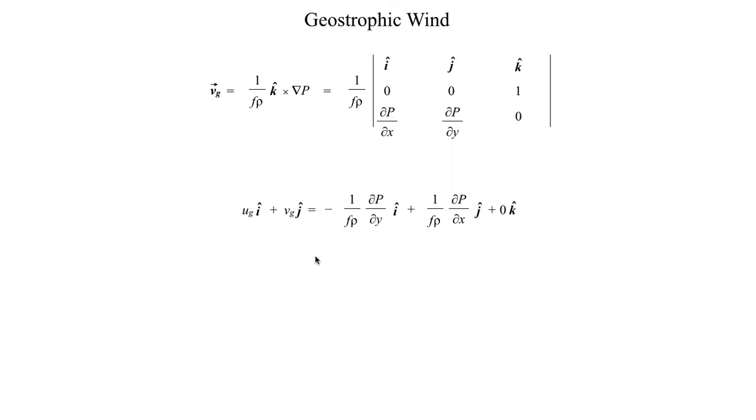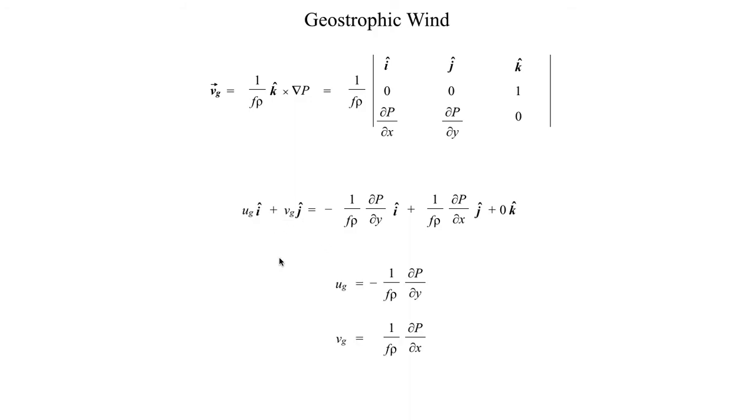And one of the basic rules of vectors is that each individual component has to be equal to each other. So that means that whatever's in the i-hat component on the left-hand side must be equal to whatever's in the i-hat component on the right-hand side. And then same thing for the j-hat component. Whatever is part of the j-hat component on the left-hand side of the equal sign must be equal to whatever's in the j-hat component on the right-hand side. And since the k-hat is 0, there's no vertical component of geostrophic wind. So geostrophic wind is purely horizontal, or I probably should say quasi-horizontal. There's no vertical component to speak of.